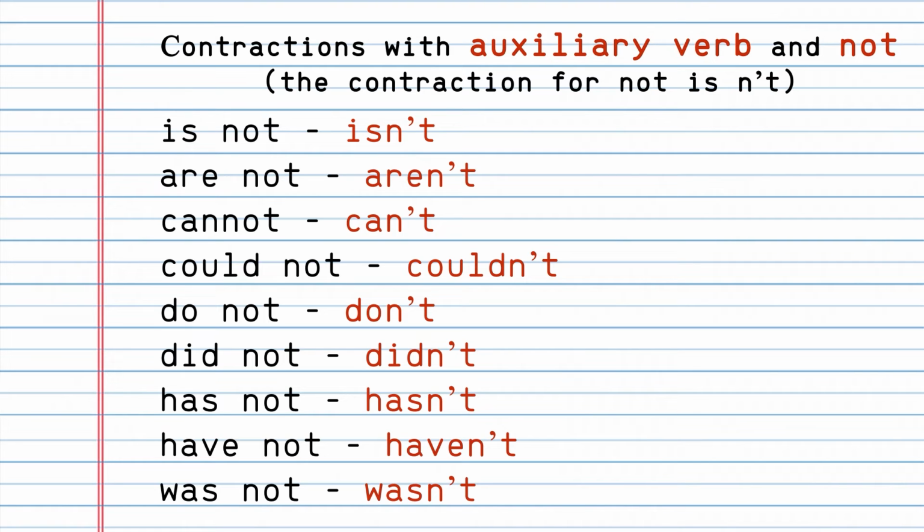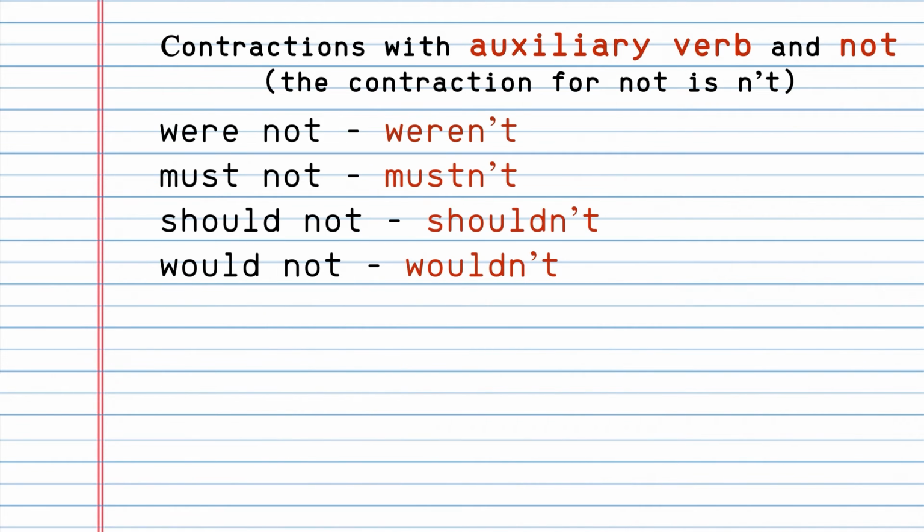Has not, hasn't. Have not, haven't. Was not, wasn't. Were not, weren't. Must not, mustn't. Should not, shouldn't. Would not, wouldn't.